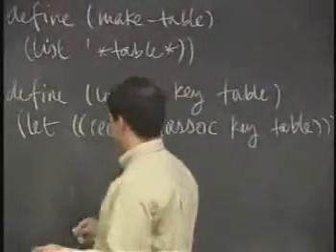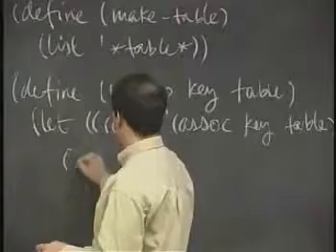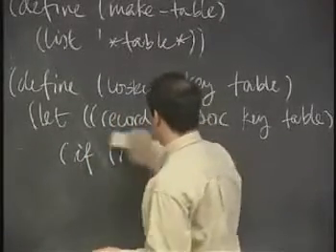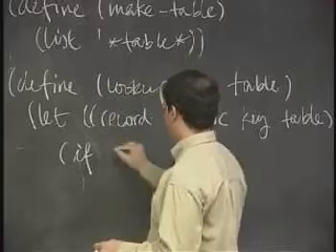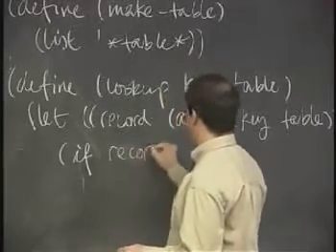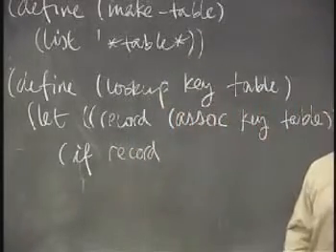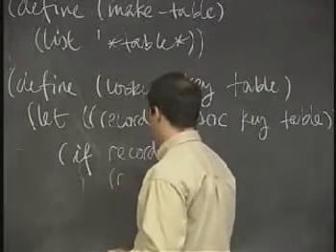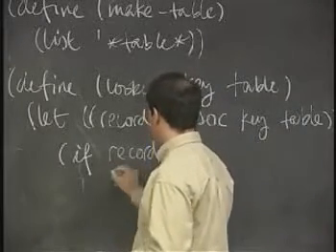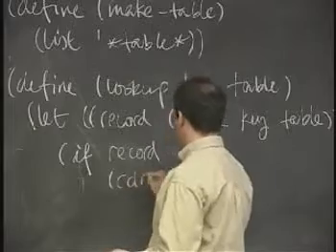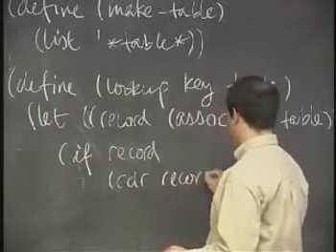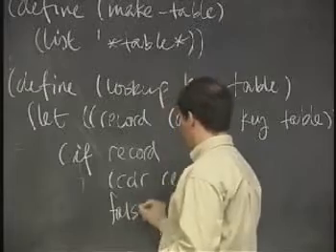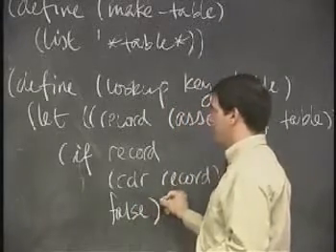Otherwise, it'll return nil. So we want to check if the record exists, that is, if it's not nil, we want to return the cdr of the record. I'll explain in a second why we return the cdr of the record. Otherwise, we return false or nil.